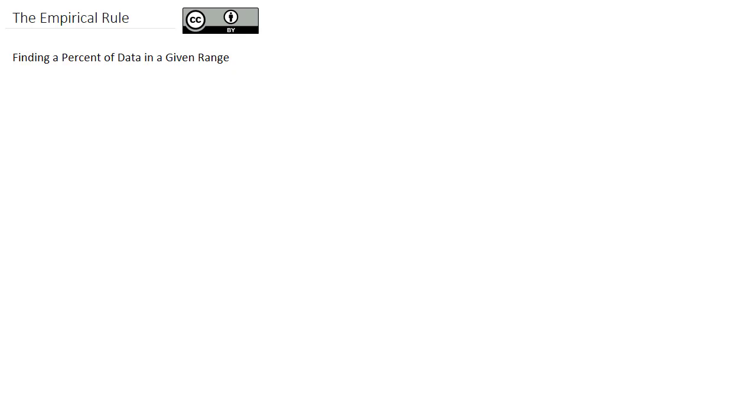Now that we're getting comfortable with how to interpret the empirical rule, we're going to find the percent of data values that fall within a certain range of values. Going back to our example where the mean number of texts sent by one individual in a day is 83 with a standard deviation of 9 texts.